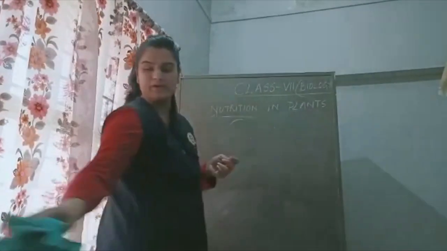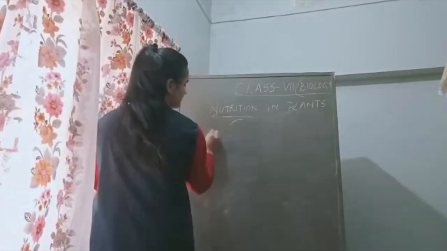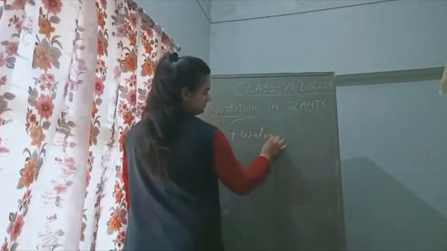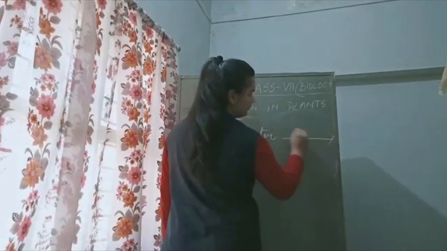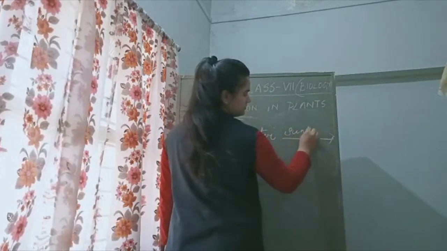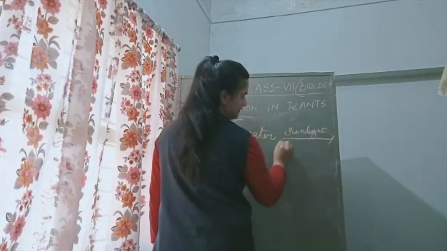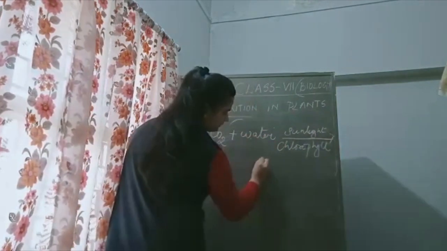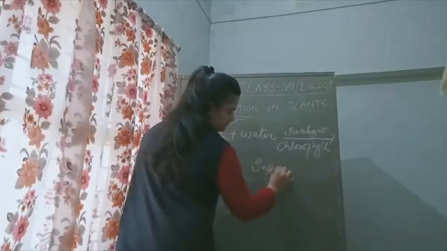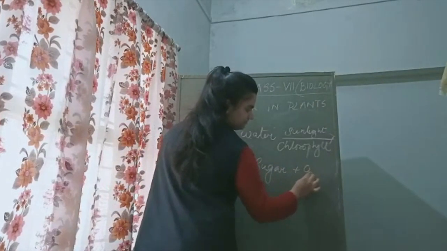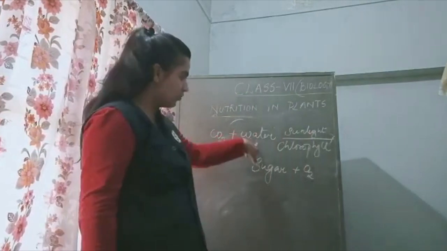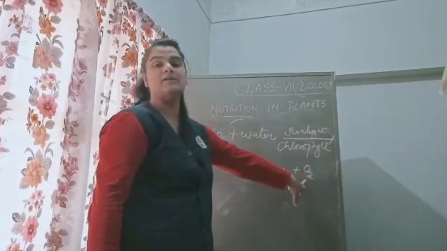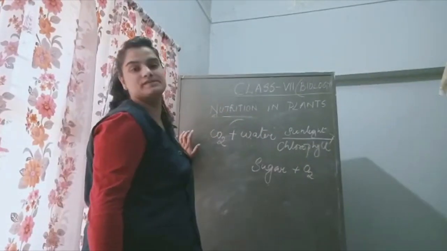So what would be the equation for photosynthesis? It is carbon dioxide plus water, in the presence of sunlight and chlorophyll, gives sugar plus oxygen. That means carbon dioxide plus water in the presence of sunlight and chlorophyll will give us sugar and oxygen. So this is the equation for photosynthesis.